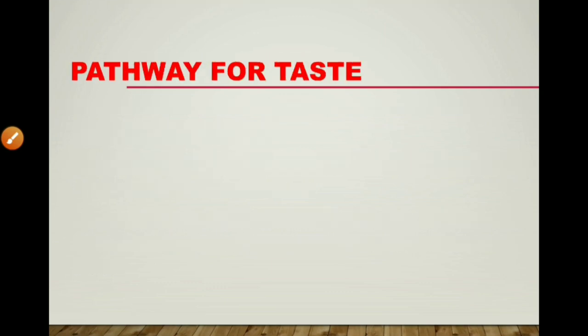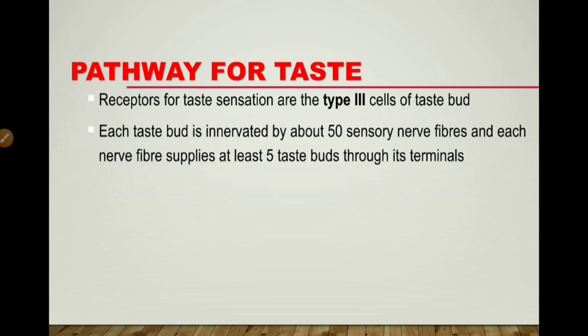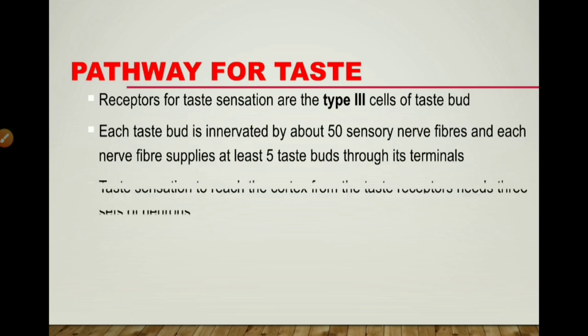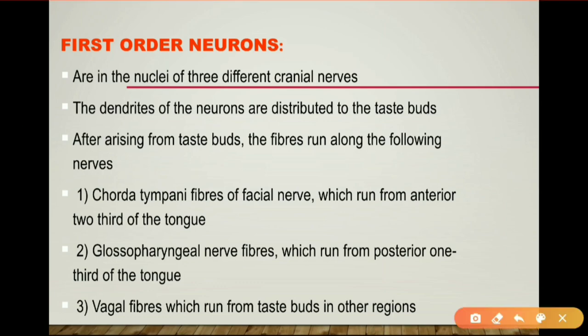So coming to the pathway for taste, receptors for taste sensation are the type 3 cells of the taste bud, and each taste bud is innervated by 50 sensory nerve fibers. And for taste sensation to reach the cortex from the taste receptors, 3 sets of neurons are needed: first order, second order and third order neurons. The first order neurons are the nuclei in 3 different cranial nerves. So you can see the chorda tympani fibers of the facial nerve, glossopharyngeal nerve fibers and vagal fibers which run from taste buds into other regions.